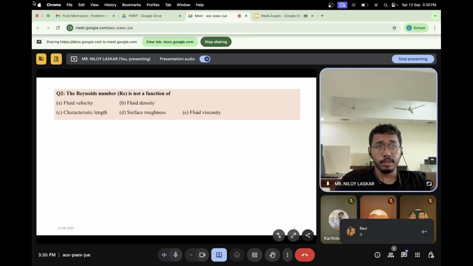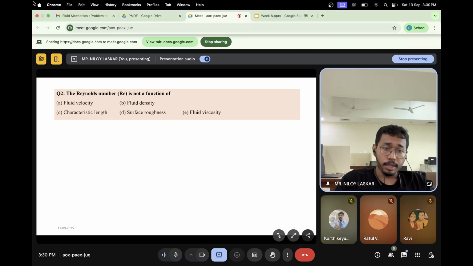So Ravi is saying viscosity. No, D, surface roughness. Ratul also option D. Just Kartikeya, please try.